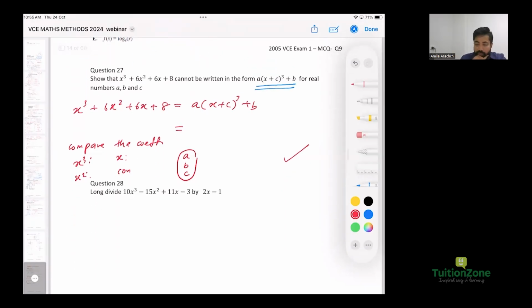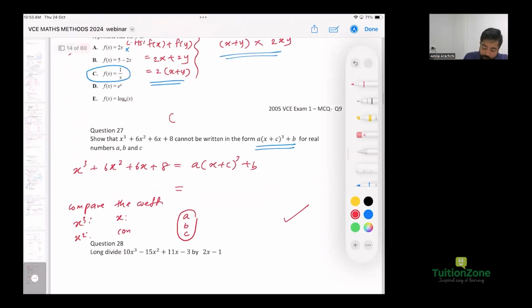Under some schools, they have done maybe Pascal's triangle. If you haven't done Pascal's triangle, you can just do the usual expansion. This one takes time, but you can get the answer.